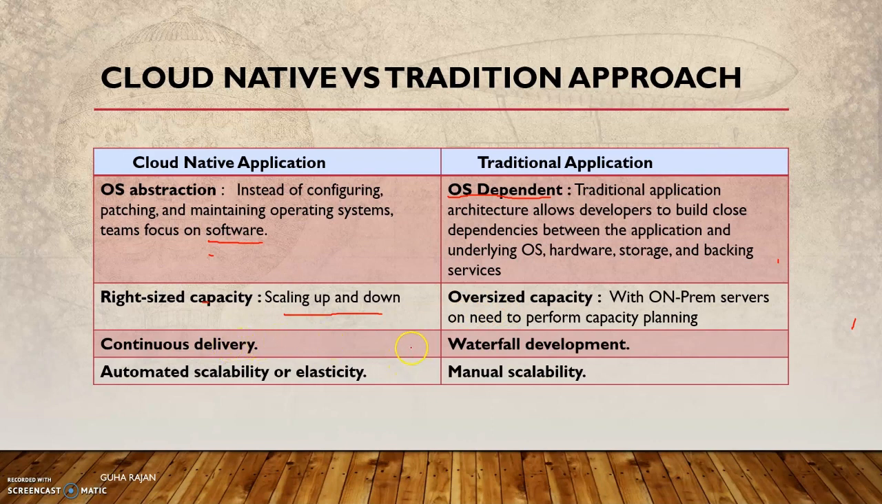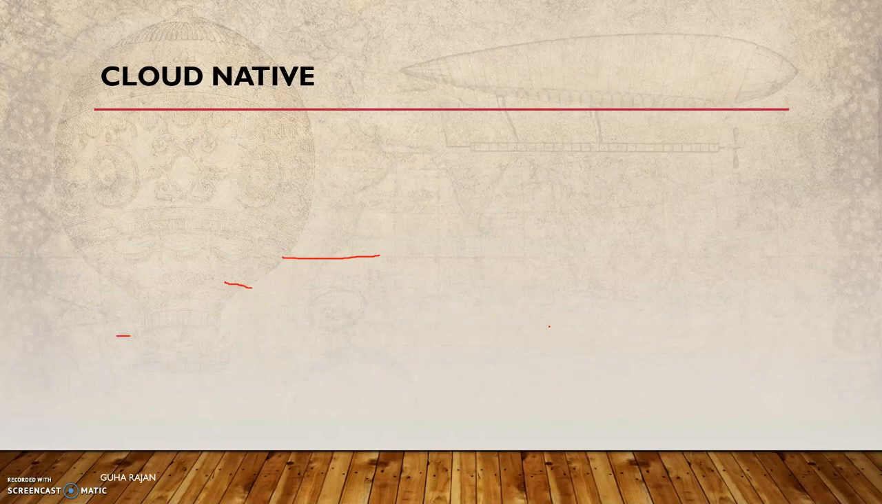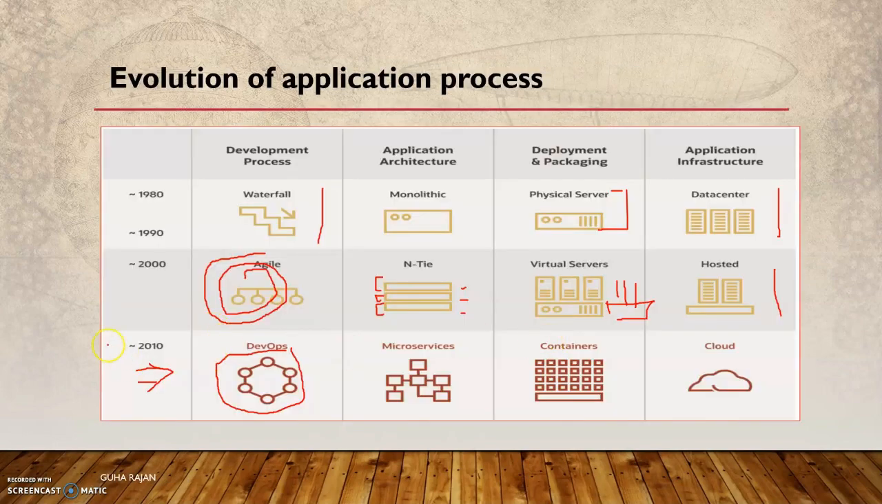Continuous delivery we saw, whereas the traditional approach is the waterfall model. Automated scalability and elasticity can be based on the need. You can scale up or scale down, whereas in the traditional model it is manual scalability. I think this will give you a gist of cloud native application development. This diagram is very important. The last one, DevOps, microservices, and containers all need to be on the cloud. That is cloud native application development. Thank you.